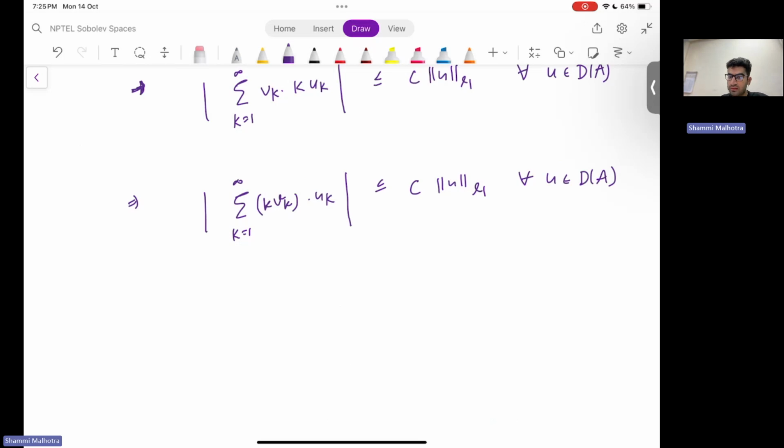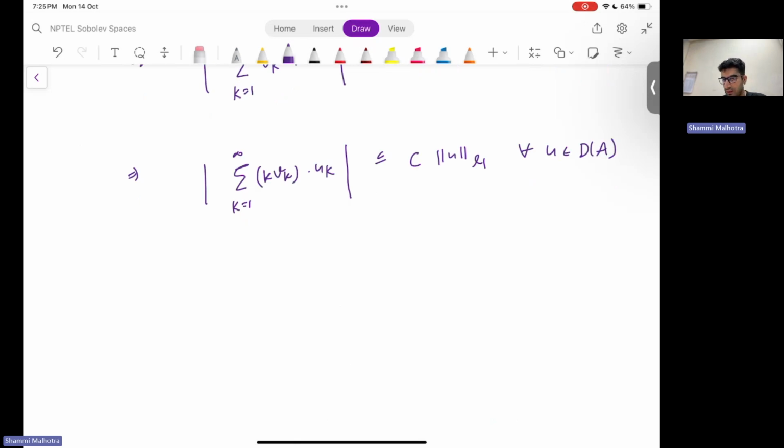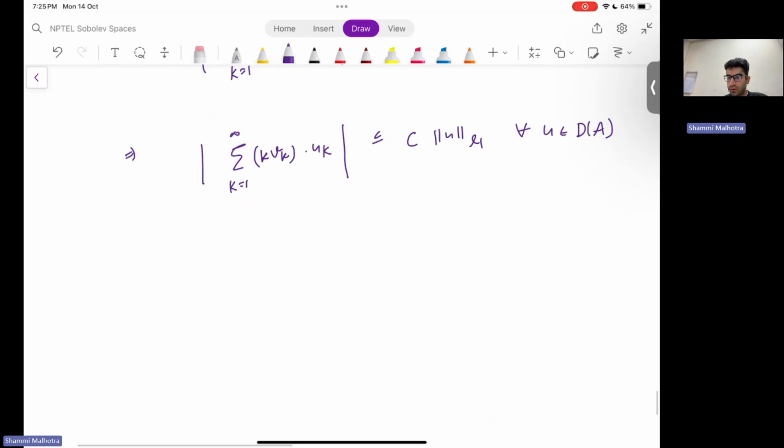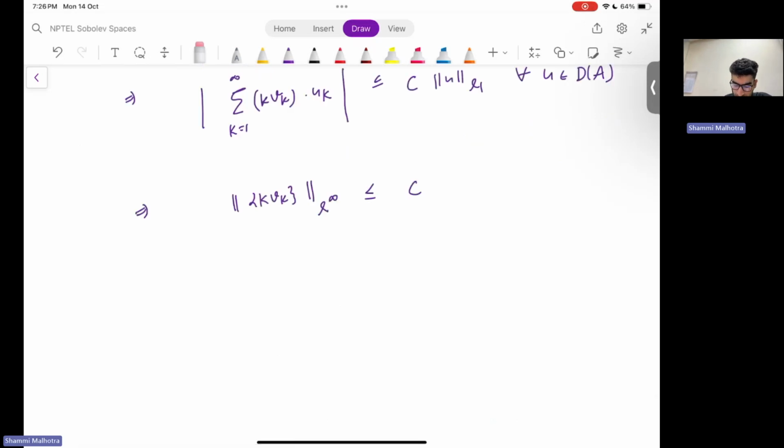So this can be seen as a linear functional, and with this being a linear functional, it will lie in the dual space of L1, which is nothing but L infinity only. Since this is in L infinity, basically this comes from the duality norm. So I can divide by the norm of u in L1 and take the supremum. And this implies that the norm of k v_k in L infinity has to be less than or equal to some C, by the duality norm.